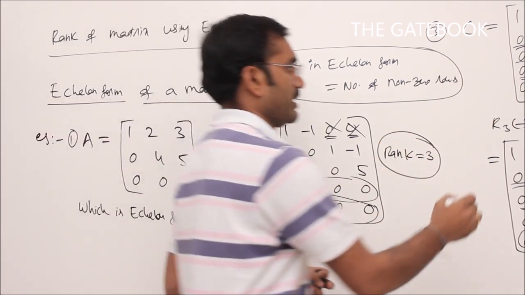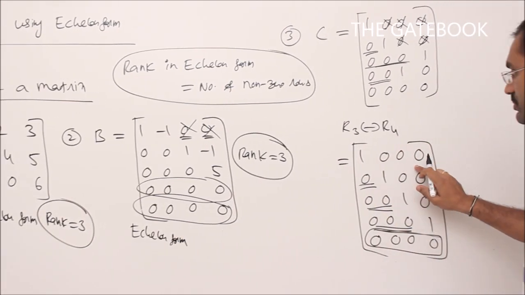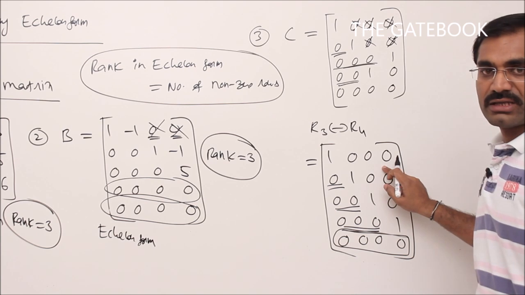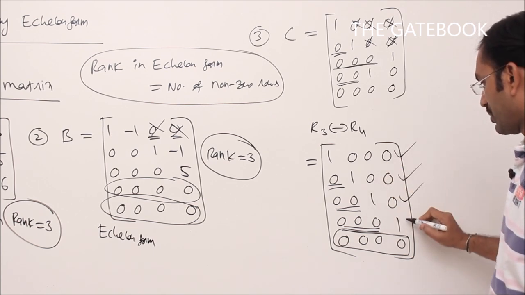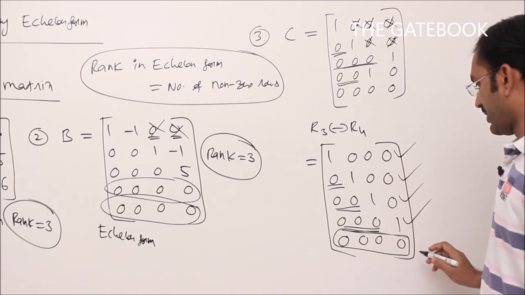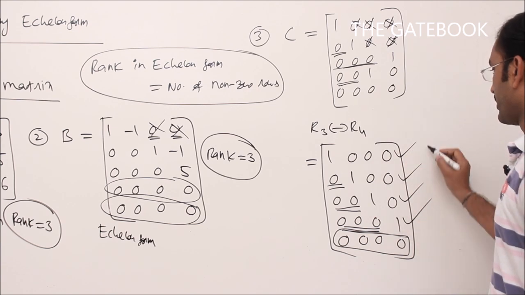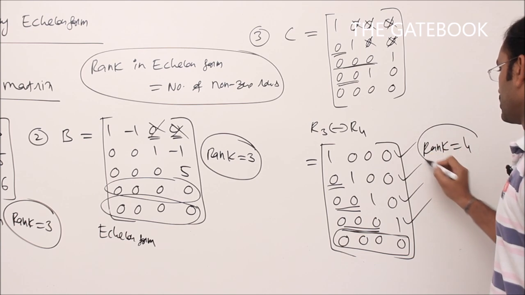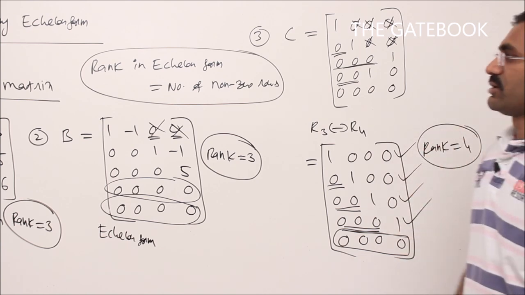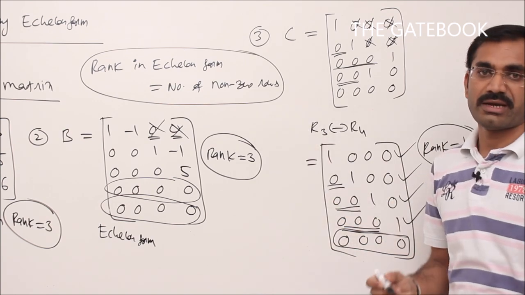See the third matrix C, here count the number of non-zero rows. Here the first row is non-zero, the second row non-zero, the third row non-zero, the fourth row also non-zero, whereas the fifth row is a completely zero row. So the number of non-zero rows is 4, therefore I can say that the rank is equal to 4. So this is the advantage of echelon form. By using echelon form we can find the rank of the given matrix.